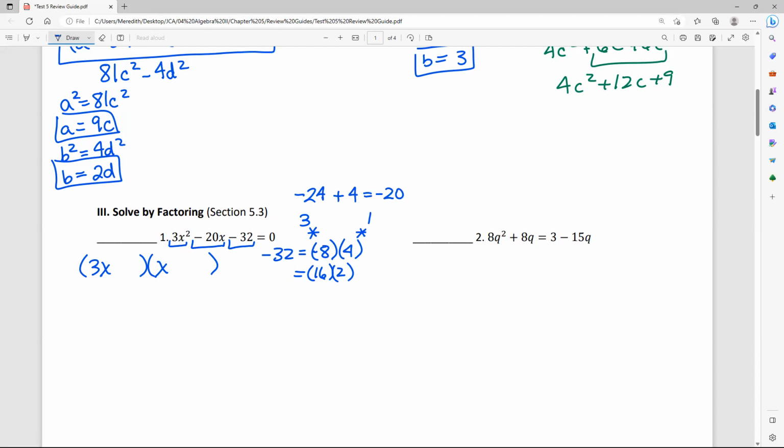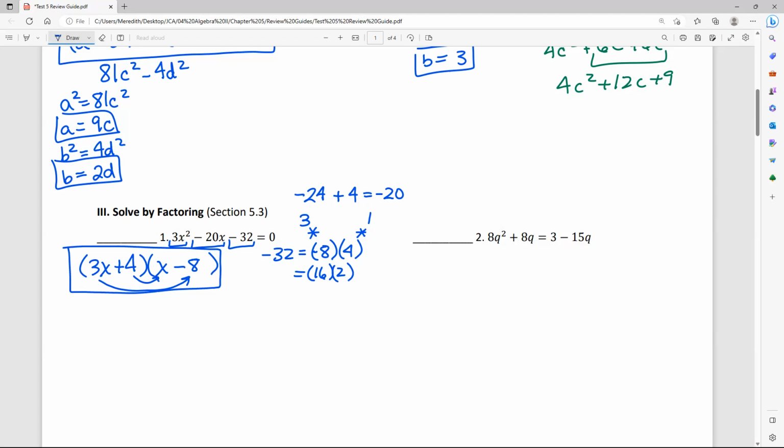So I need to set it up. I'm multiplying the 3 times the negative 8, so it goes here. And the positive 4 times just the 1, the coefficient of that x. And that gives me my solution. I just kind of solved it, so you can do some trial and error here. But this is pretty much our factored answer. But now we have to solve it.